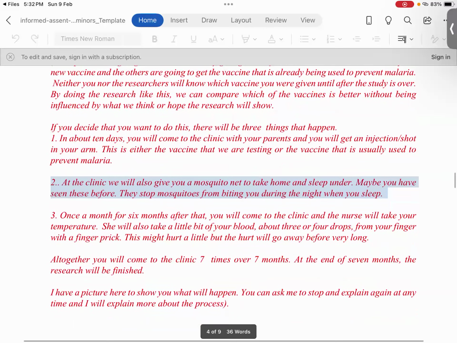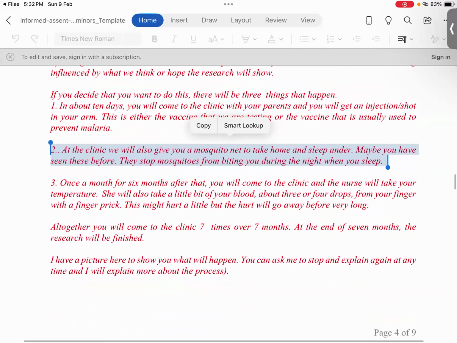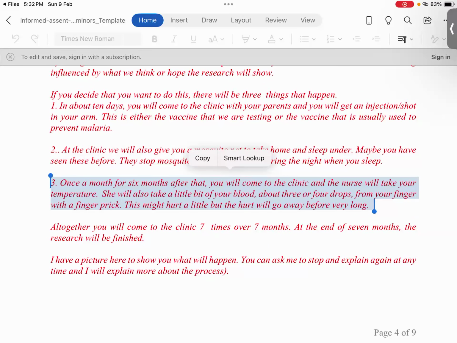Third, you are telling them once a month for 6 months after that, you will come to the clinic and the nurse will take your temperature, vitals. She will also take a little bit of your blood, about 3 or 4 drops. Normally, in a protocol, it will be written as 1 ml of blood. That is our scientific language. But here you are telling them 3 or 4 drops from your finger with a finger prick. This might hurt a little, but the hurt will go away before very long. So you are also telling them that there is a pain, but it's not too long.